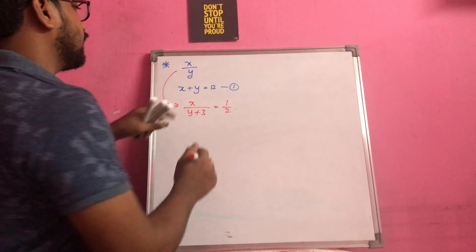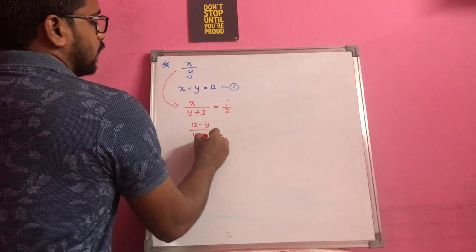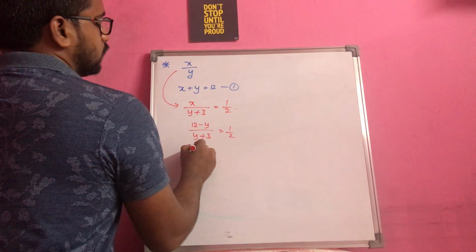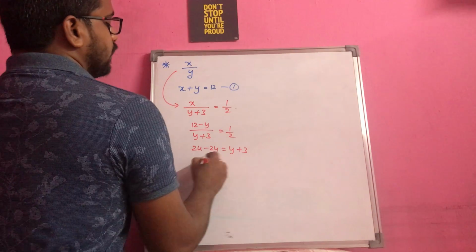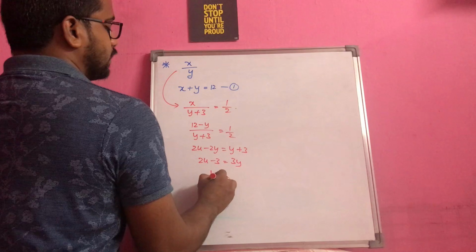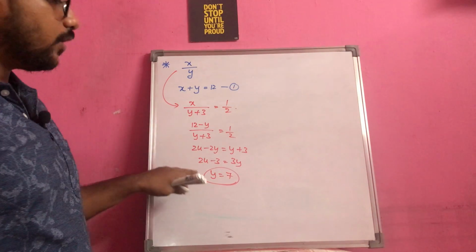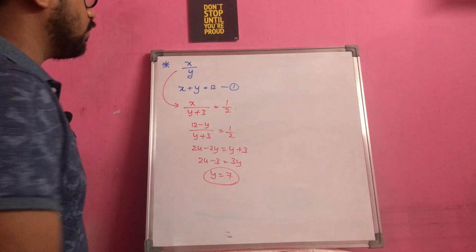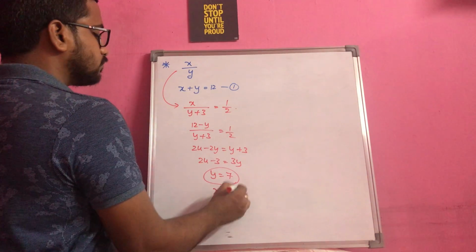You can write this x as 12 minus y, divided by y plus 3, is equal to 1 by 2. So this is 24 minus 2y is equal to y plus 3. So 24 minus 3 is equal to 3y. y is equal to 7 I will get, because this is 21, and 21 by 3 is 7. y is equal to 7 means obviously the x value will become 5.